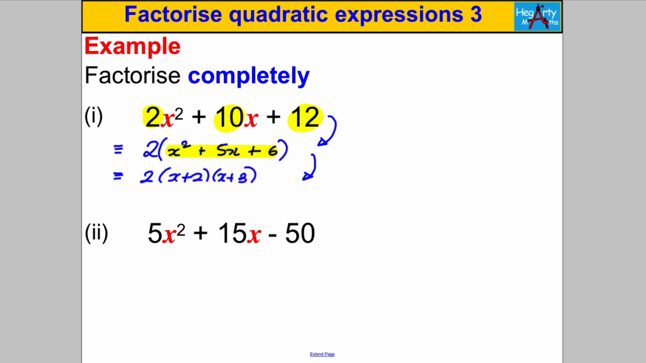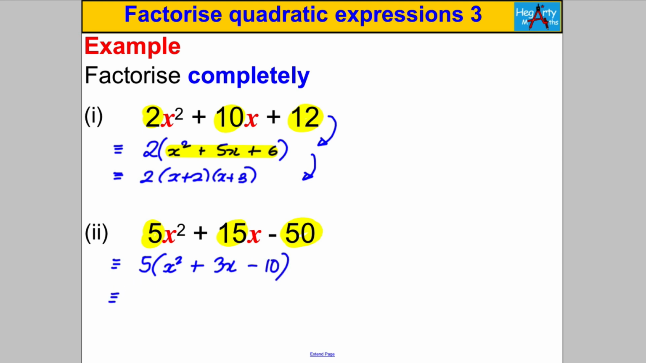First thing, I'm going to look at the 5, the 15, and the 50. Does it have a common factor? Absolutely, it has a common factor of 5, which is step 1. I'm going to factor it out. 5 times what gives me 5x squared? Well, it must be x squared. 5 times what gives me positive 15x? Must be positive 3x. 5 times what gives me negative 50? Must be negative 10. And I've done my first stage.